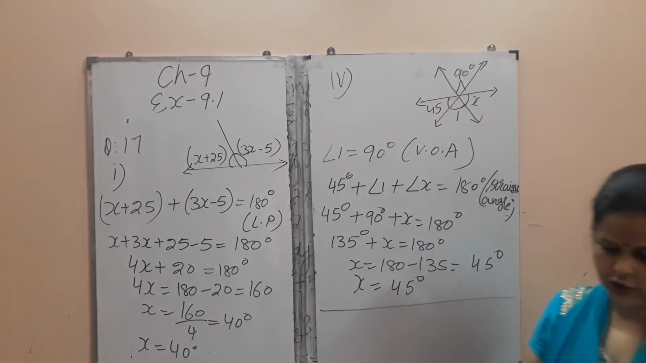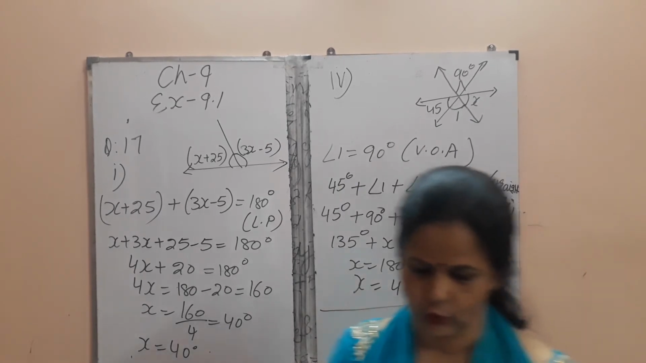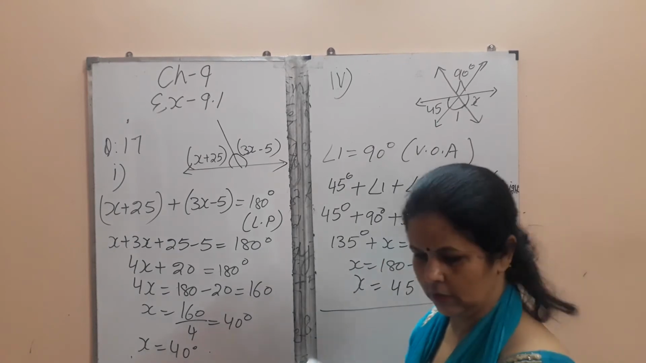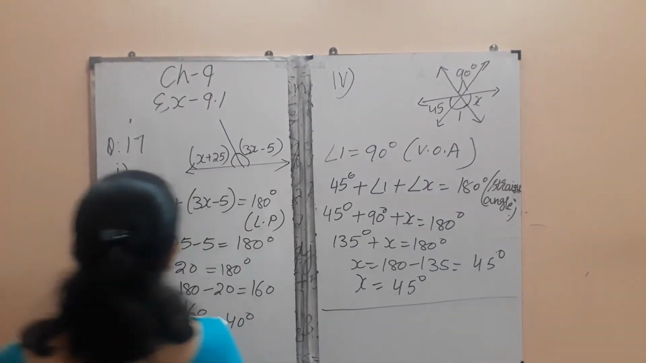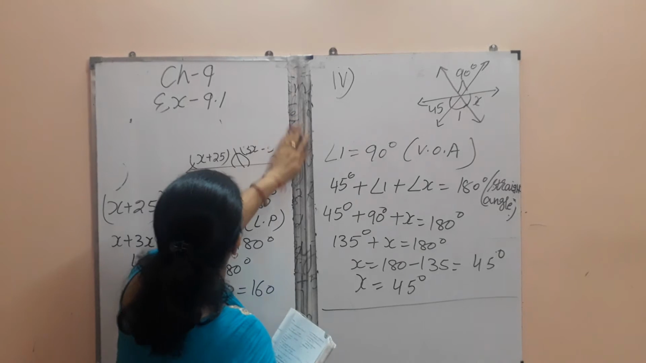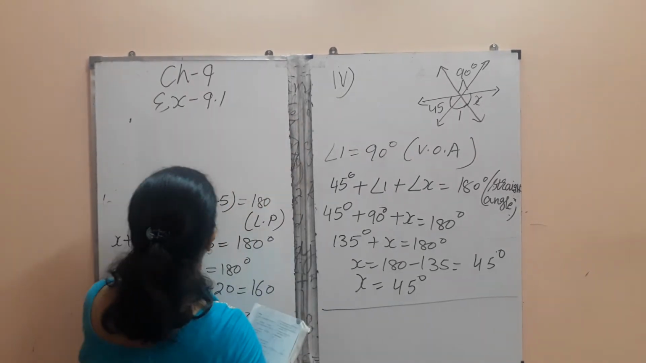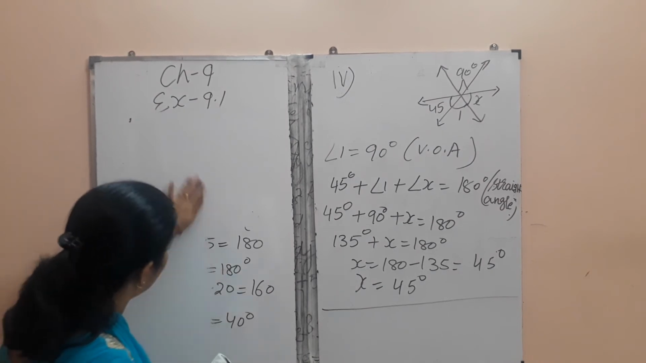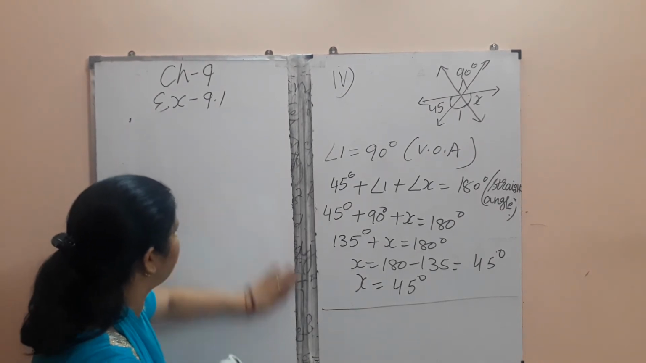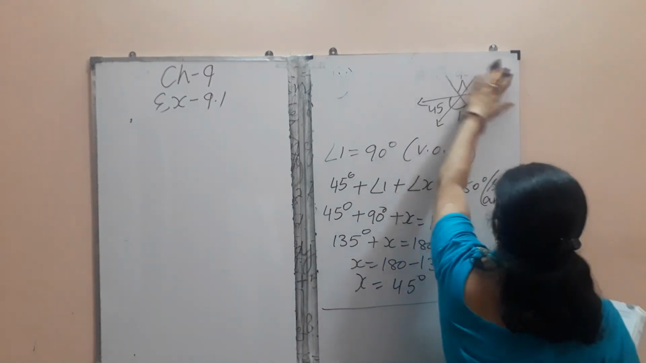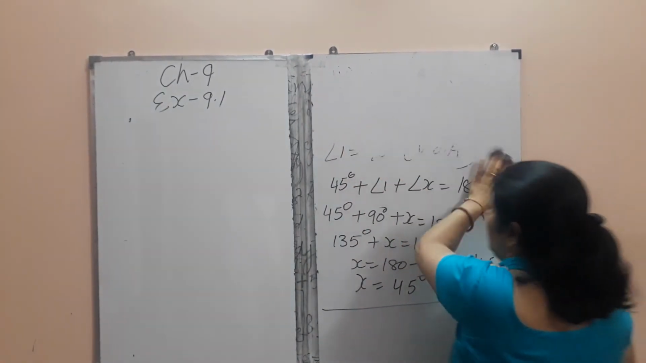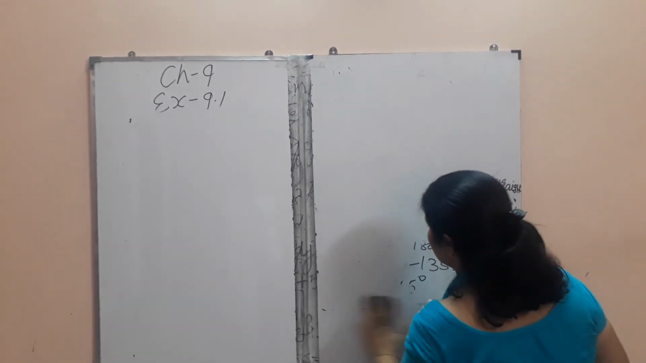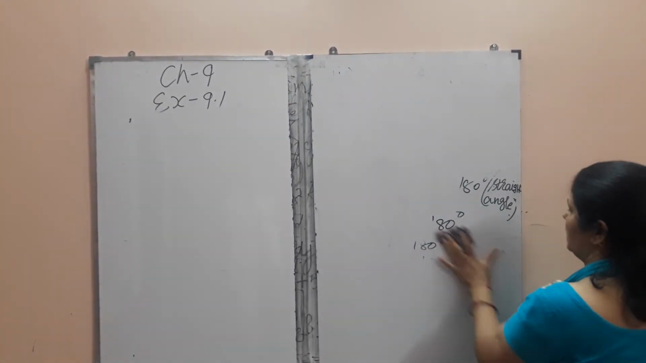Now next, 18th question. Find the value of unknown variables. See children, question number 18. As we know, the sum of all the angles around a point is 360 degree, because that is the complete angle. Around the point, if one point is drawn, it means that is the complete angle.